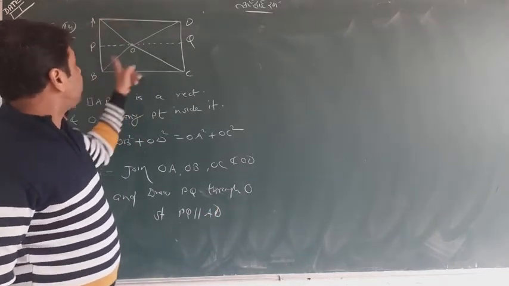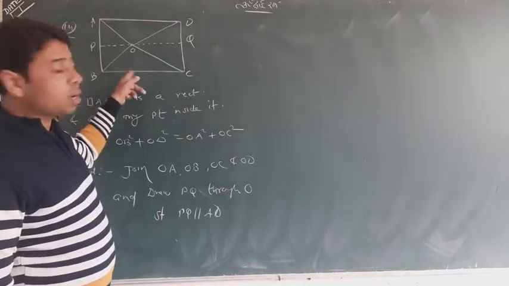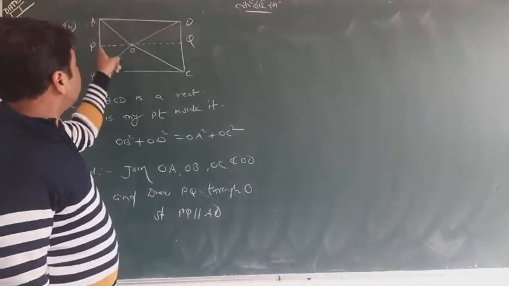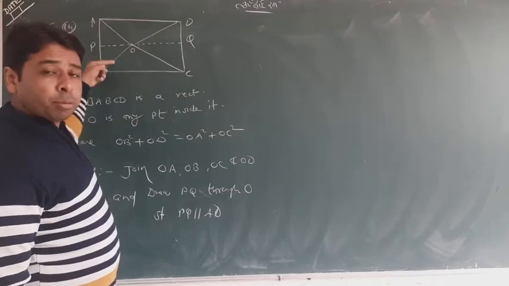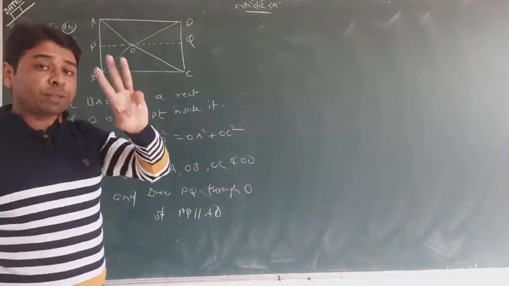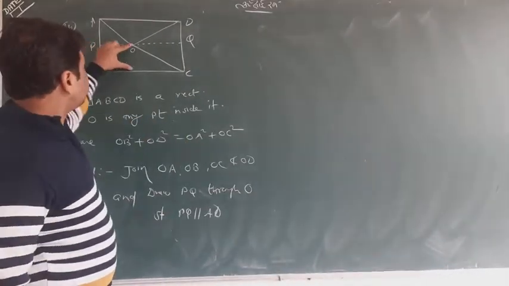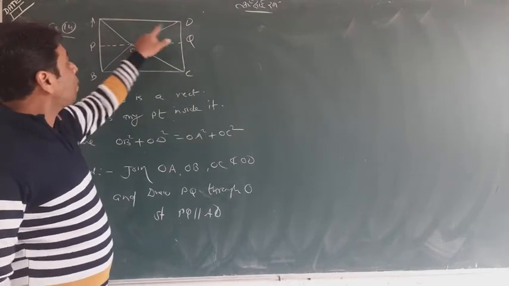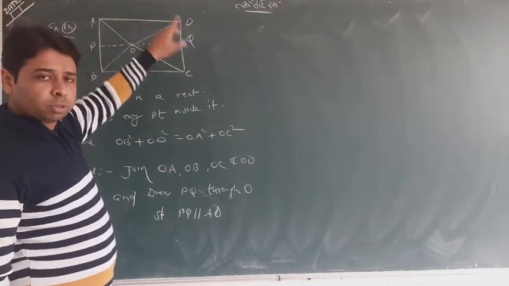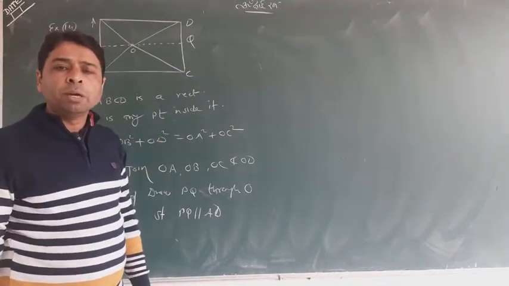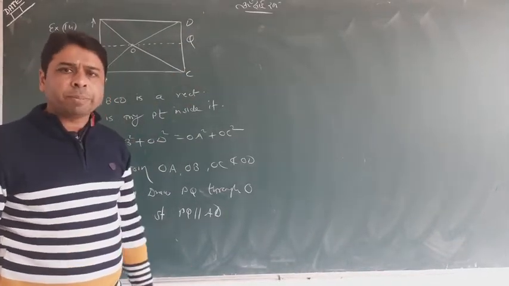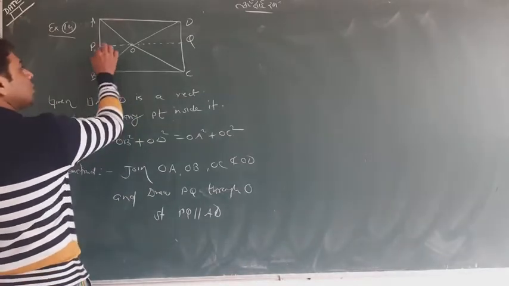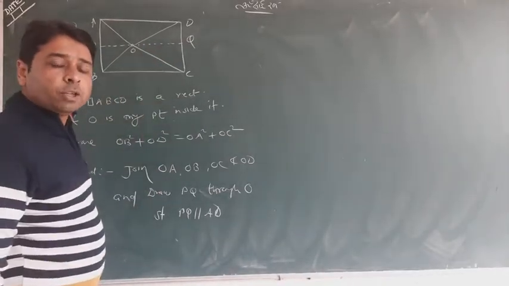AD is already parallel to BC because it is a rectangle. Automatically, all three of these are parallel lines. Those opposite sides are parallel, and at this time the angle is 90 degrees, so you know it is a rectangle. So we have three rectangles.